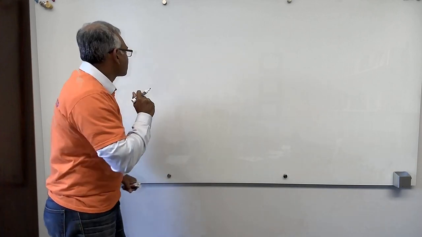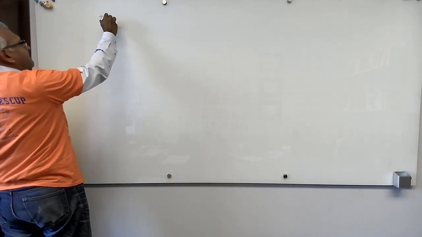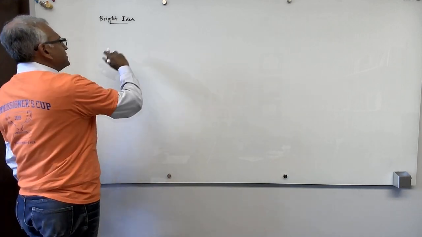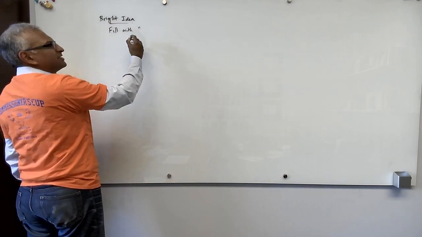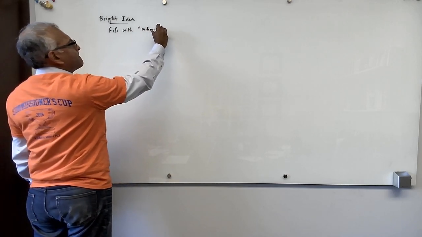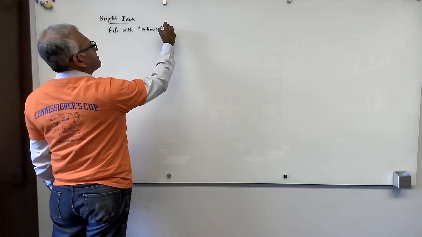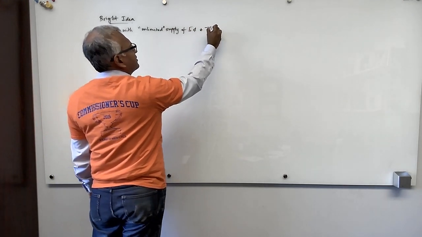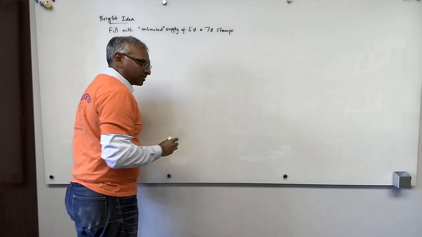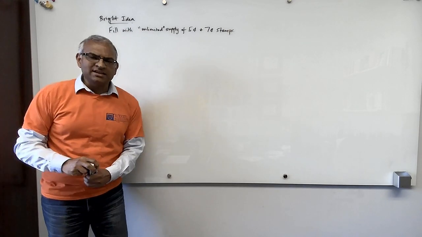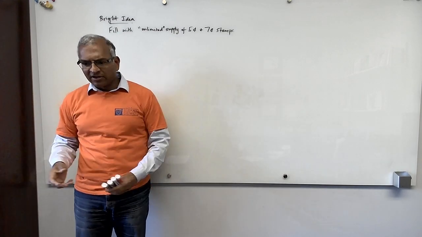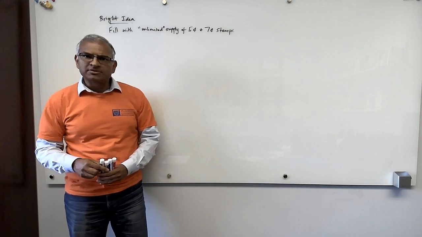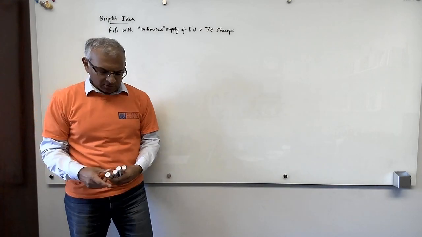Here's a bright idea: fill the postage machine with 5 and 7 cent stamps, an essentially unlimited supply of 5 cent and 7 cent stamps. This is not 34 cents, this is not 35 cents, but the idea is clear. Whatever postage I need, I can get the relevant number of 5 and 7 cent stamps, put them together on the envelope, and I'm done. Let's see how this works.